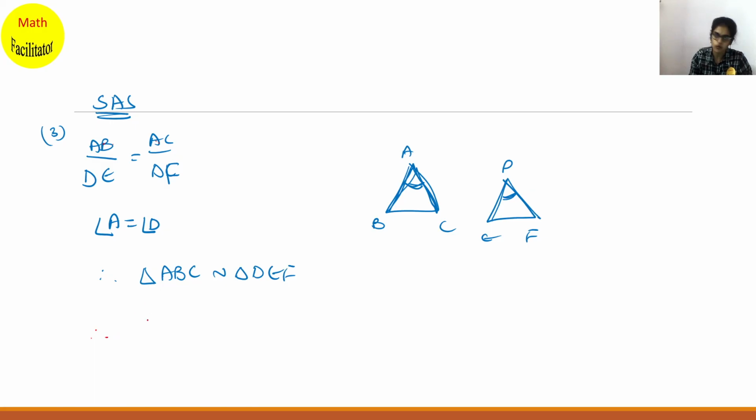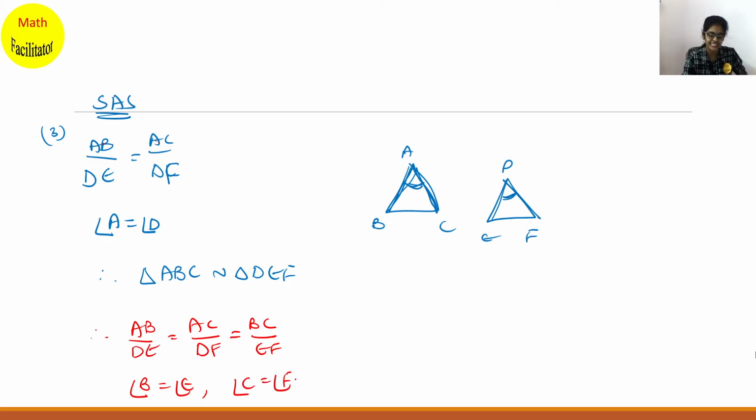So now, two sides are in proportion and the included angle is equal, so the triangles are similar. What about the third side? The third side ratio is also equal. So you can write AB by DE is equal to AC by DF, and these two ratios are equal to the third side ratio BC by EF. And one angle is equal. What about the other two angles? They are also equal. Angle B is equal to angle E, angle C is equal to angle F. So these three are the similarity criteria.